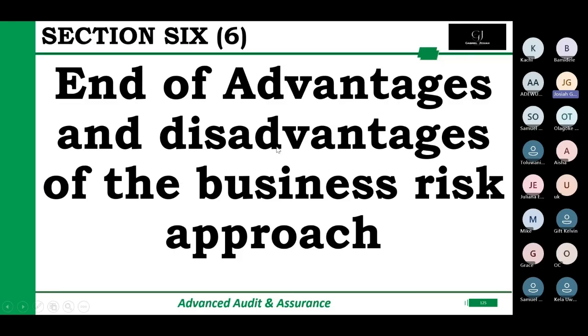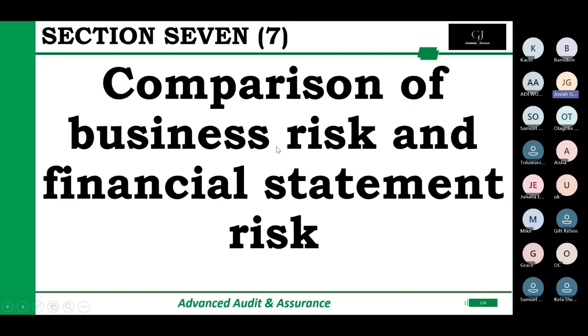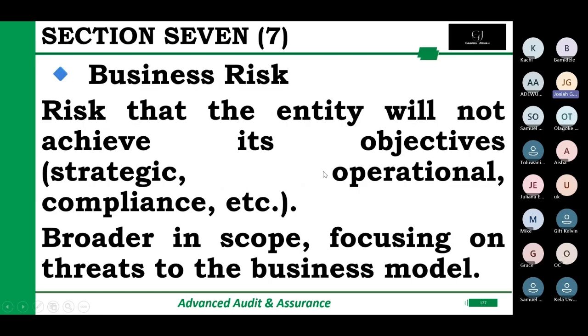Okay, so let's run to section 7 of the same unit 3, the comparison of business risk and financial statement risks, which is sometimes tested in the AAA paper.